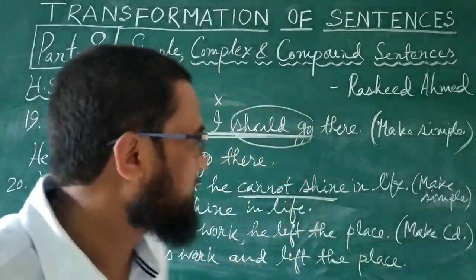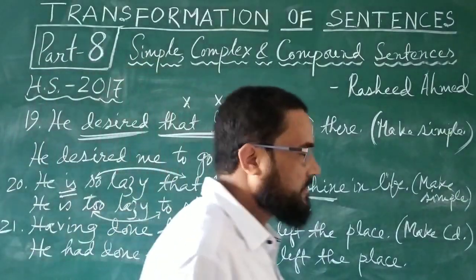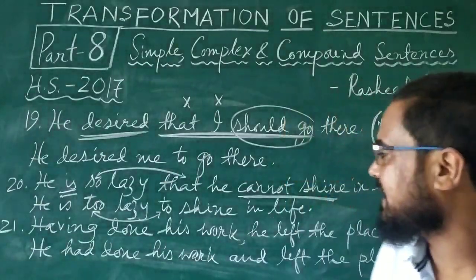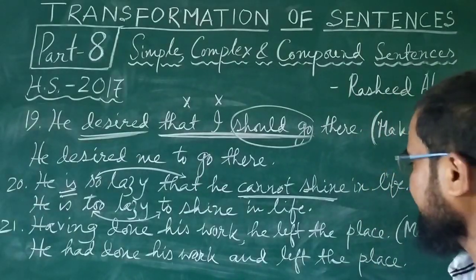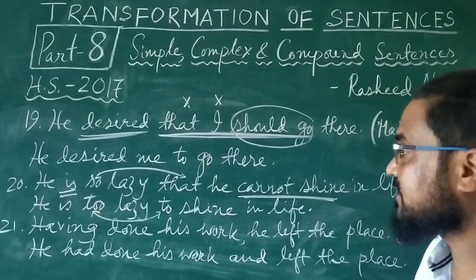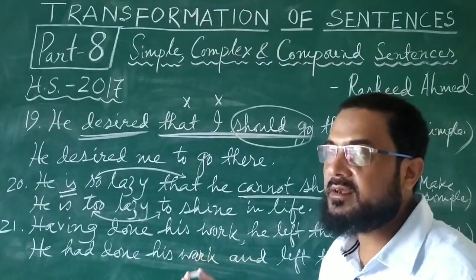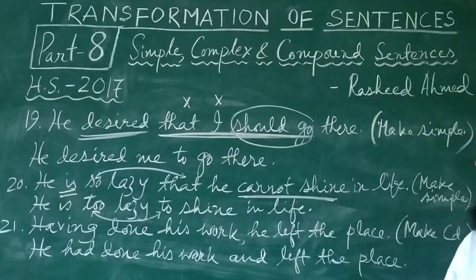Coming to the last question that came in 2017, let us see. Having done his work, he left the place. That is a simple sentence. And the instruction is to make it compound. The answer is, he had done his work and left the place. And if you want to know what will be the complex sentence, it will be, when he had done his work, he left the place. So these are the three sentences that came in 2017.